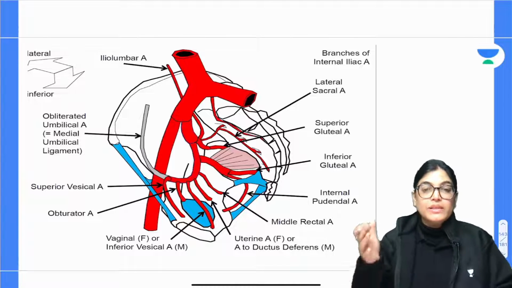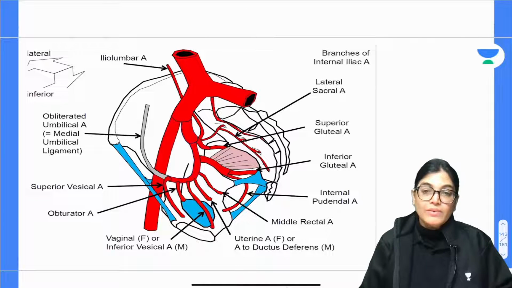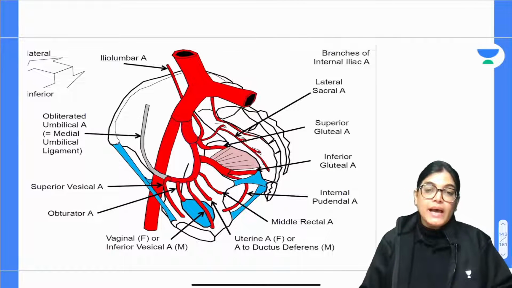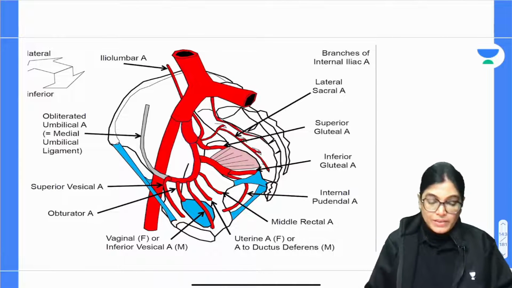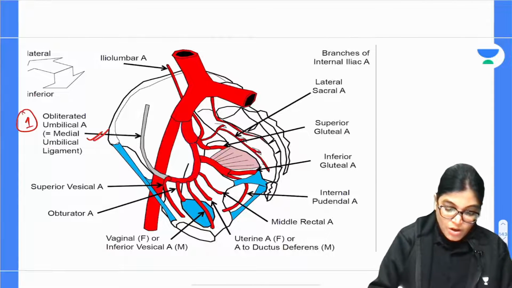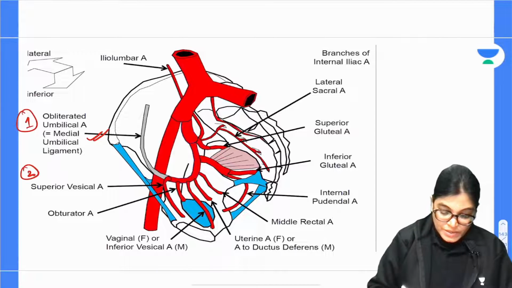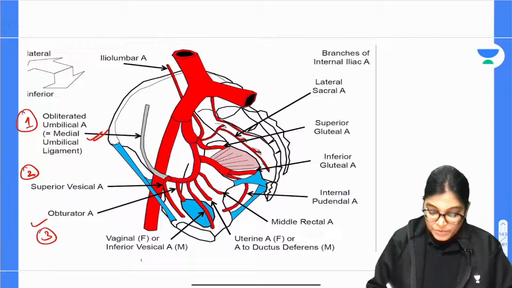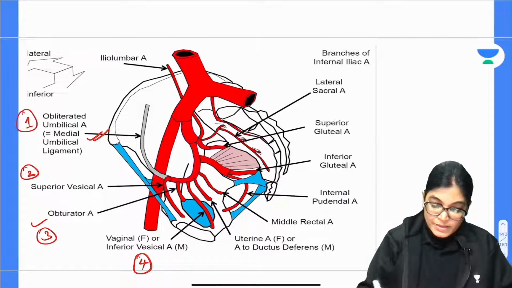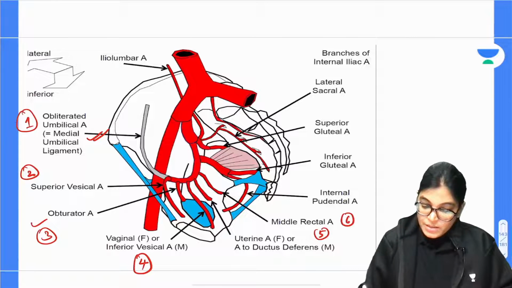External iliac artery will traverse lower down and below the level of inguinal ligament will change its name to femoral artery. Internal iliac artery is an important artery of the pelvic region. Its anterior division is giving branches, that is the obliterated umbilical artery, superior vesical, obturator, inferior vesical and vaginal, uterine, middle rectal arteries, the internal pudendal artery and that of inferior gluteal artery.